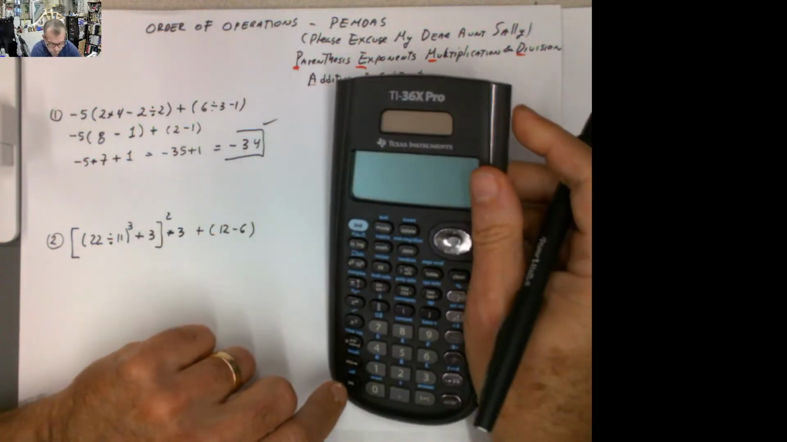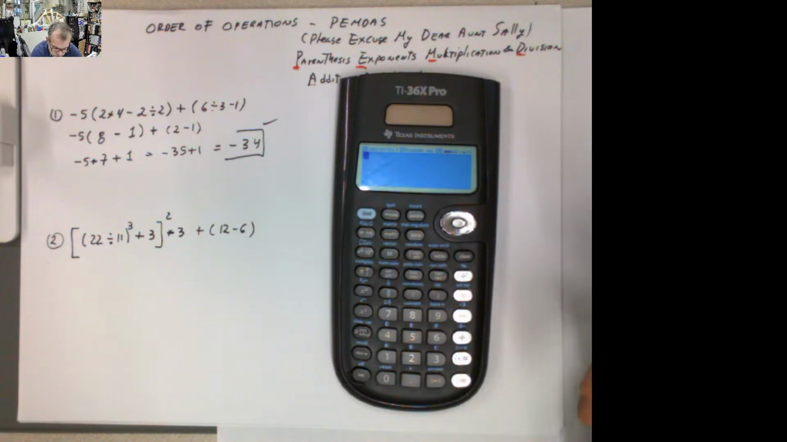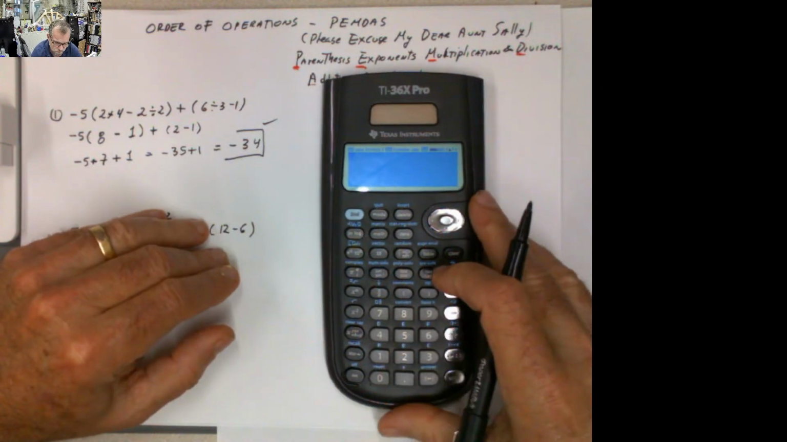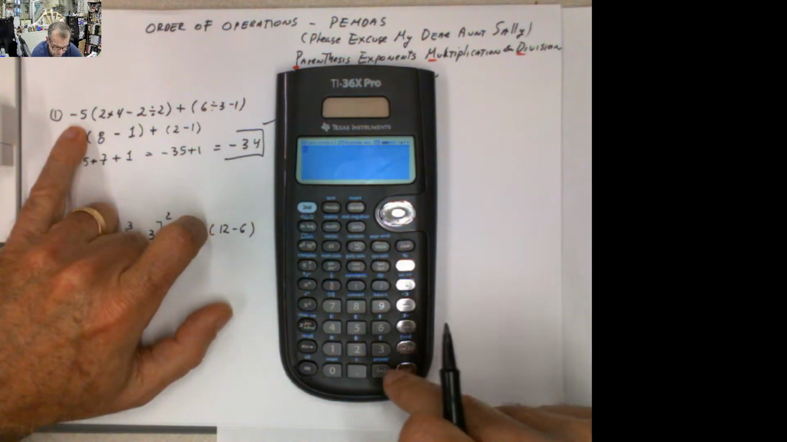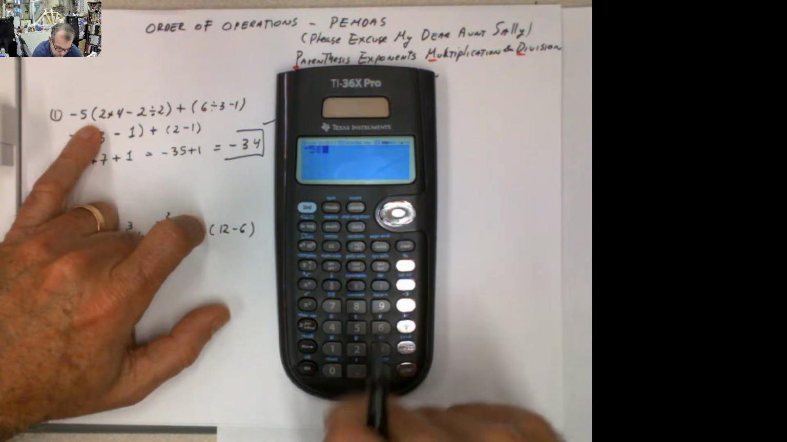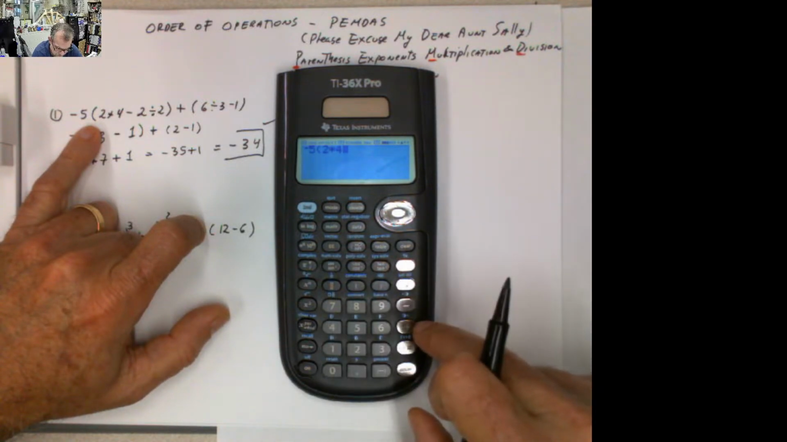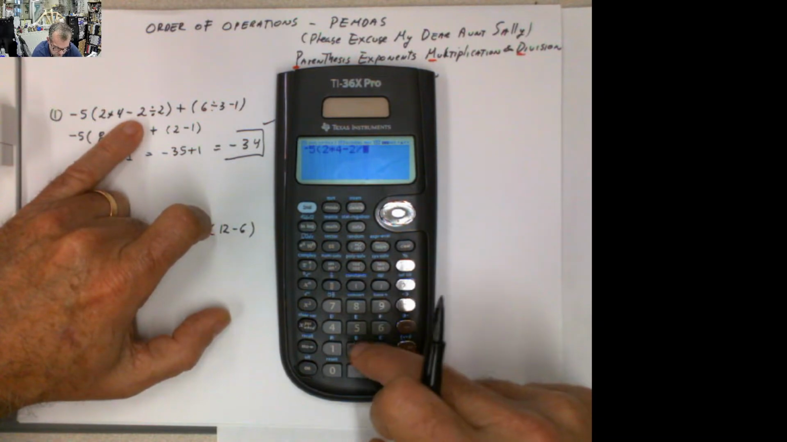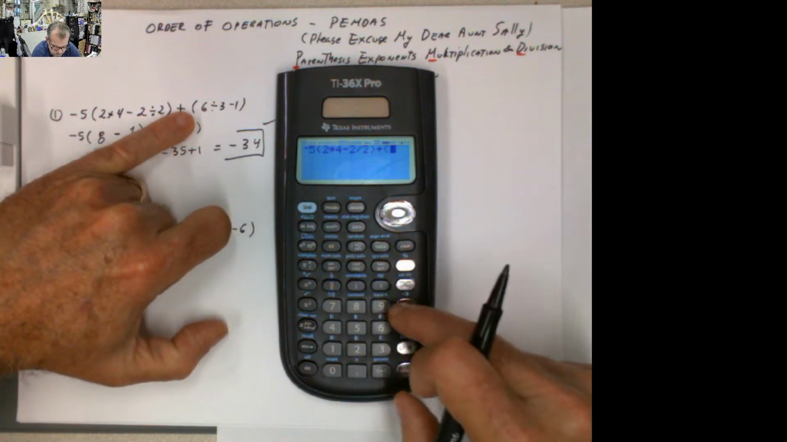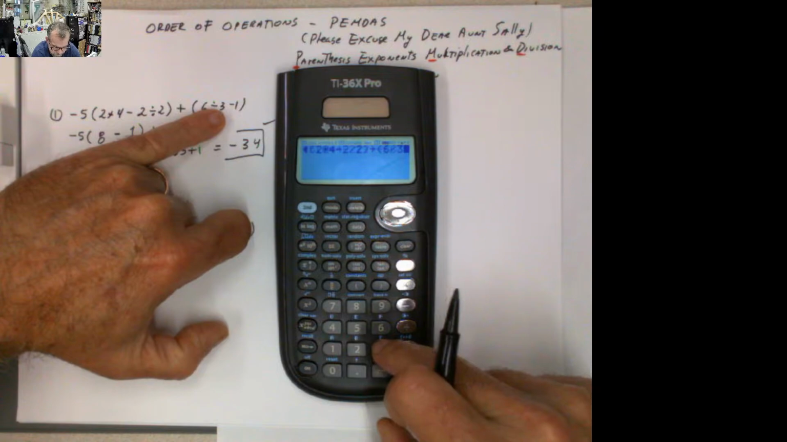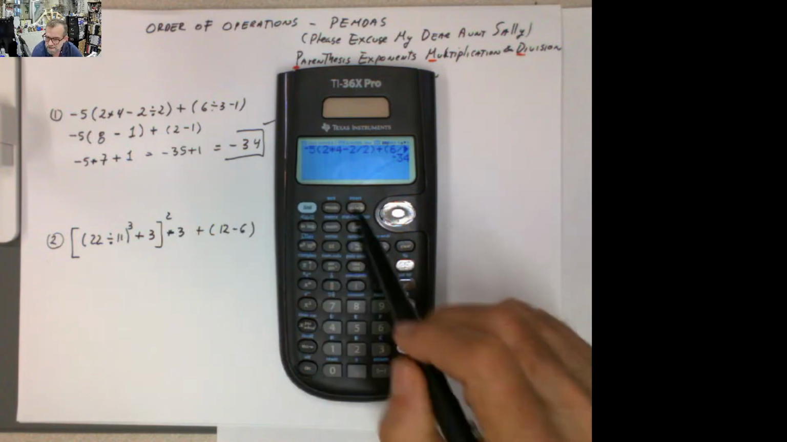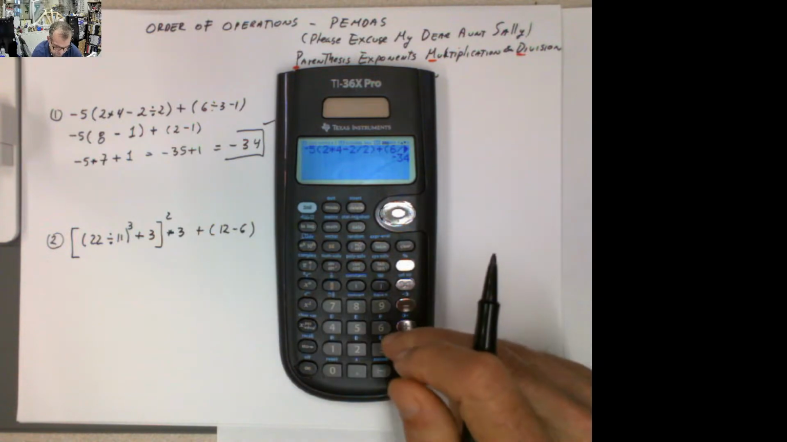If you use a calculator, you don't have to do that process. What you're going to do is copy it, but that's the key. You have to copy exactly what you have over there. So you start with negative. Negative is not minus. Negative is this sign. Remember, negative 5, and then you use a parenthesis: 2 times 4 minus 2 divided by 2. You close the parenthesis, plus open another parenthesis, 6 divided by 3 minus 1, and always remember to close the parenthesis. Then you get negative 34, which is the same one that we got by hand.